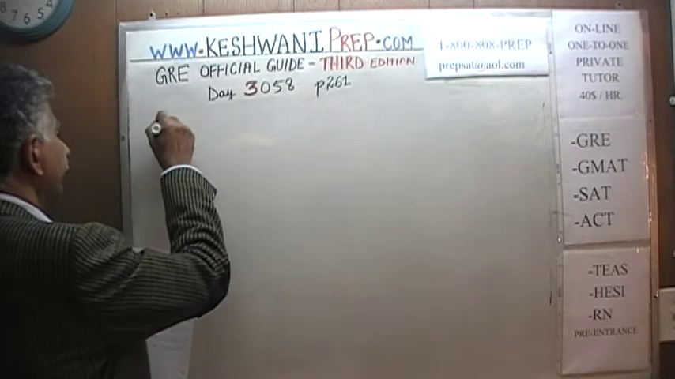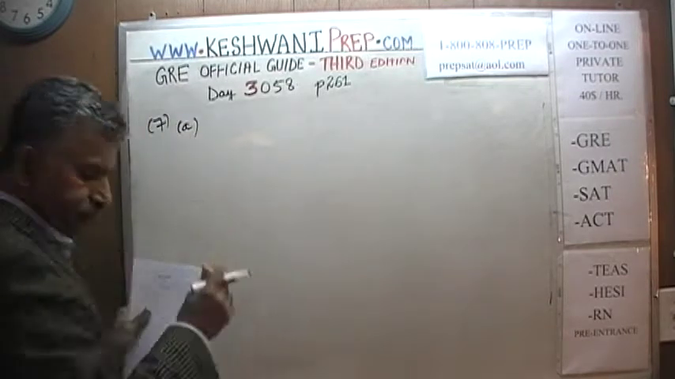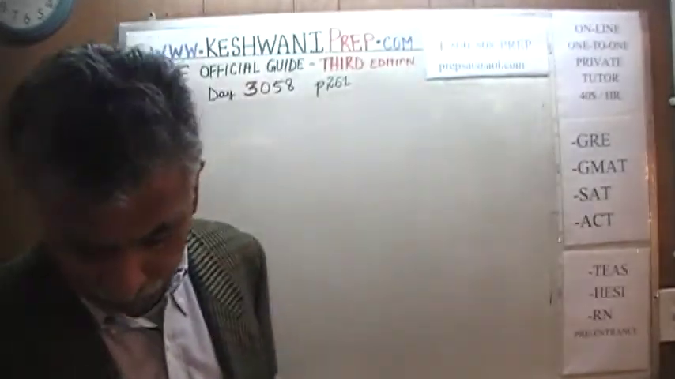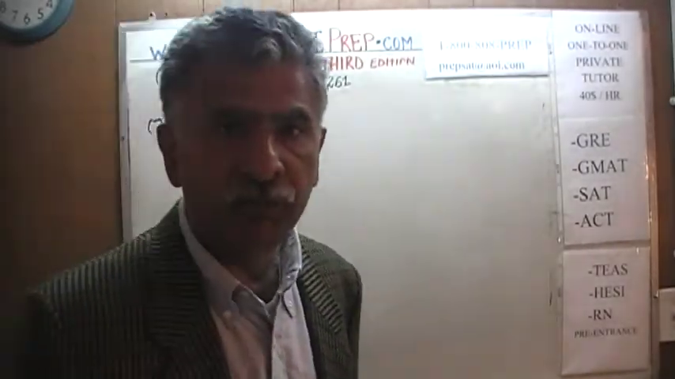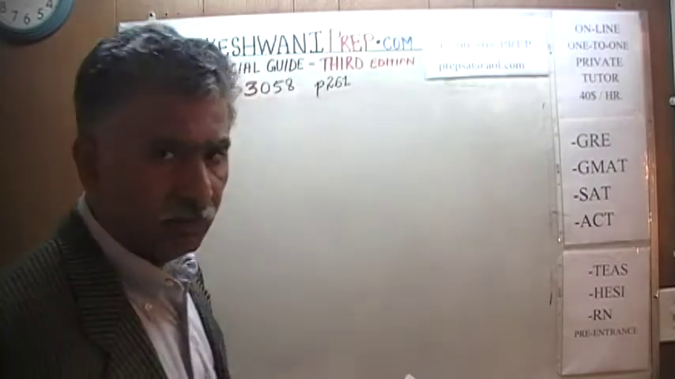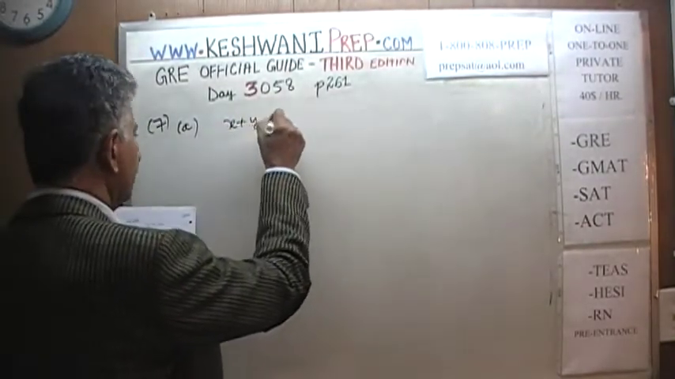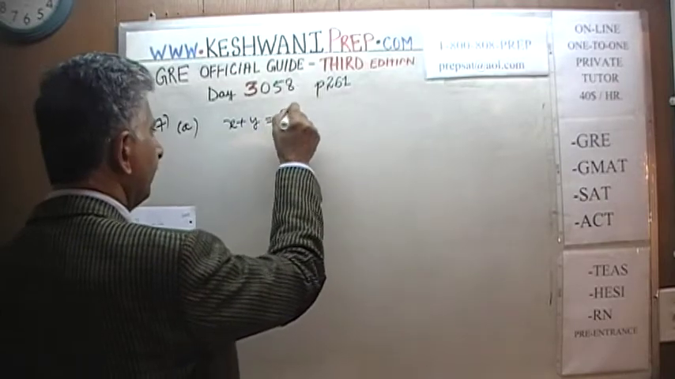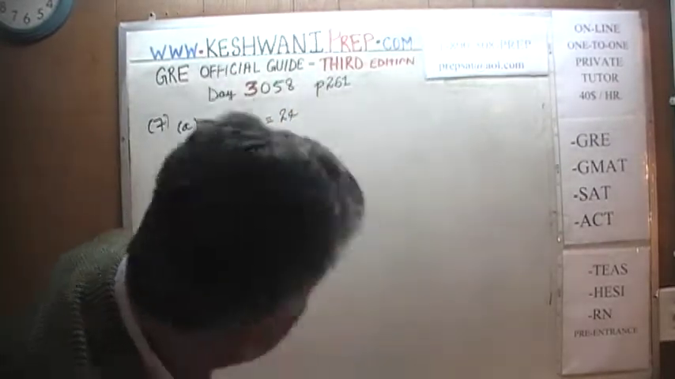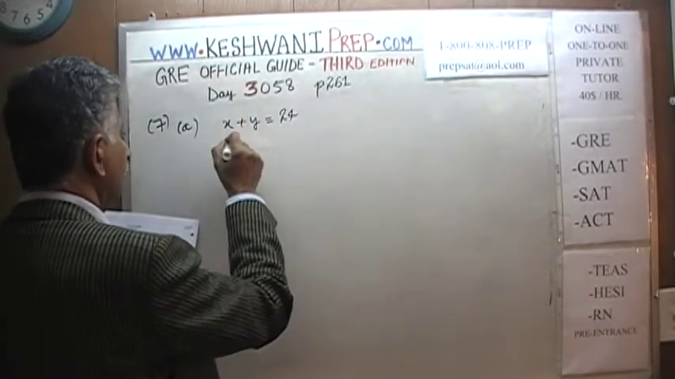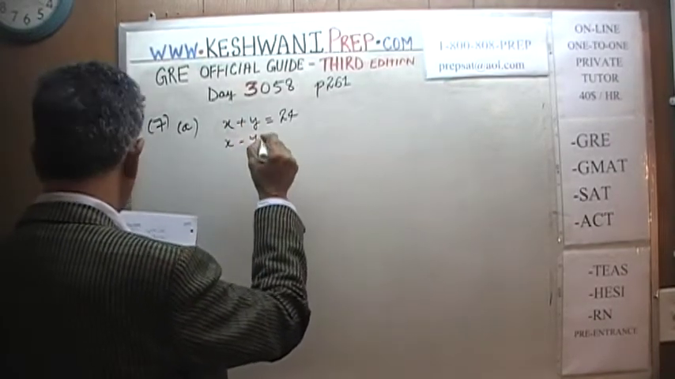Problem number 7, part A. We are given 2 simultaneous equations, very straightforward, very simple, and our job is to find the value of x and y. The first equation is x plus y is equal to 24. X plus y, we are told, equals 24. X minus y, we are told, is equal to 18.